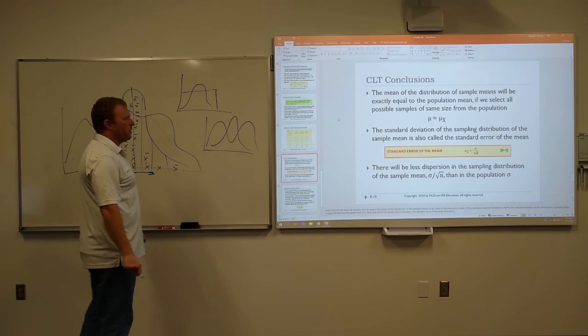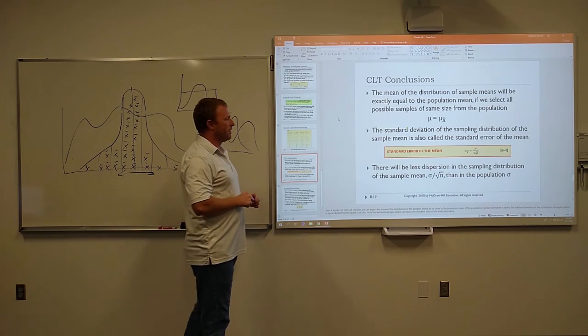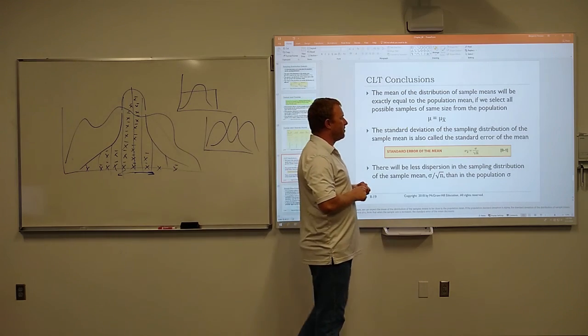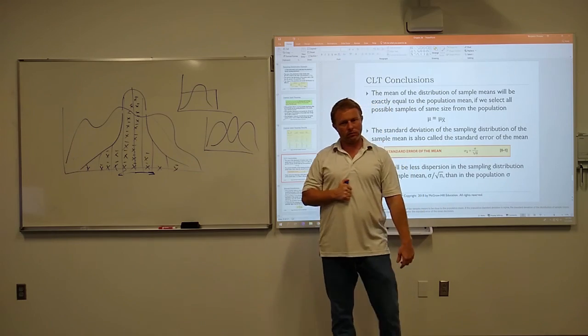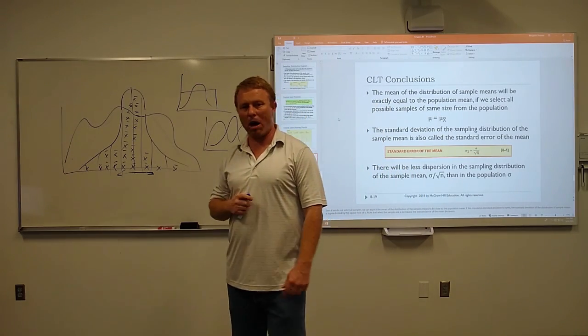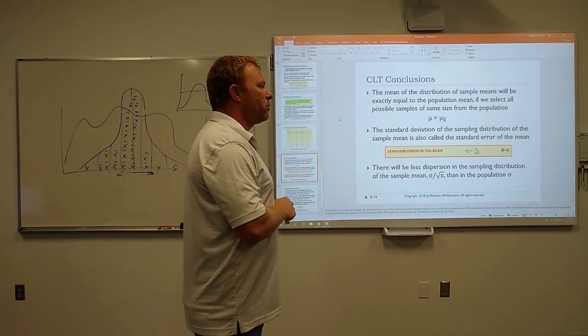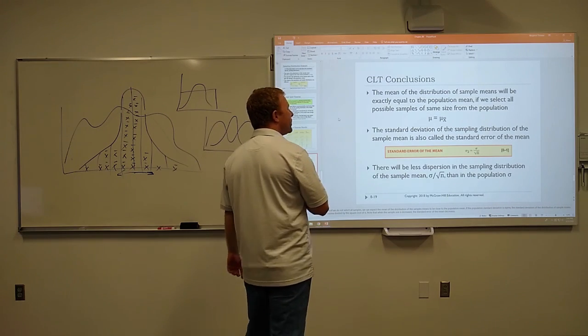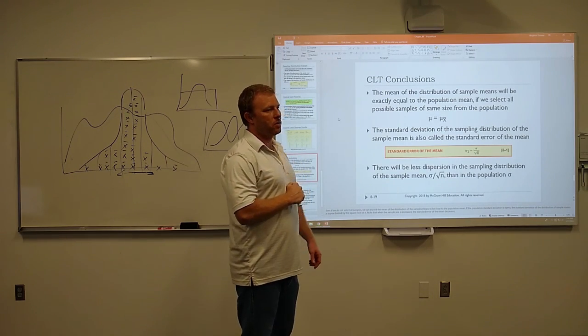So let's look at the formula. Why do you think that makes sense? What is our formula for the standard error of the mean? It's sigma, okay, which is the standard deviation of the population, isn't it? Divided by the square root of the sample size.